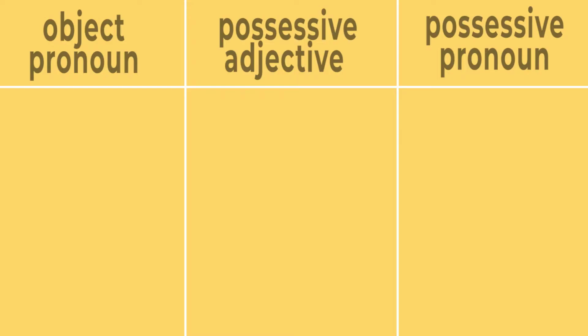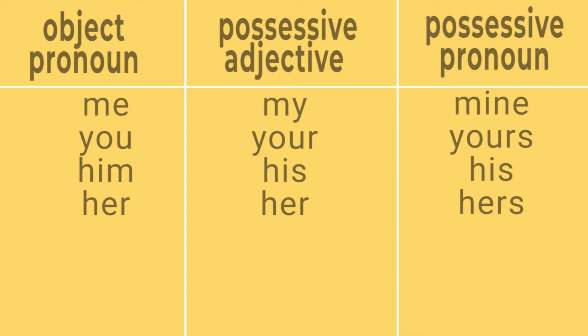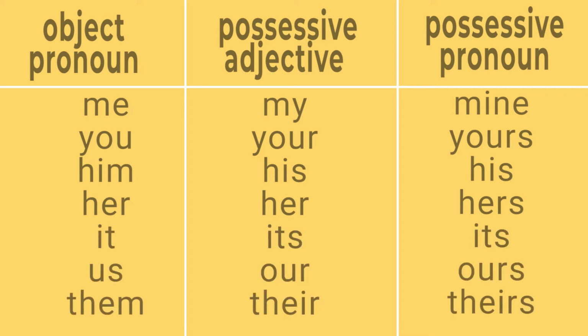First, let's see the table of possessive adjectives and pronouns. We're gonna have an object pronoun column and then a possessive adjective column and finally a possessive pronoun column. Let's start. Me, my, mine. You, your, yours. He, him, his. Oh, be attentive here. His doesn't change in both possessive variants. Then we have she, her, hers, and it, its. Again, no change. And then us, our, ours, and them, their, theirs. That's it. Just remember these forms.